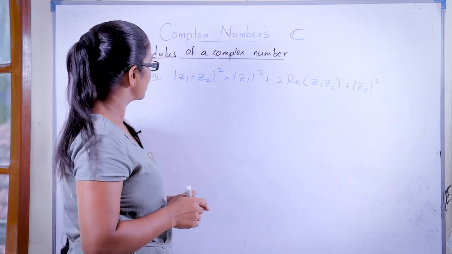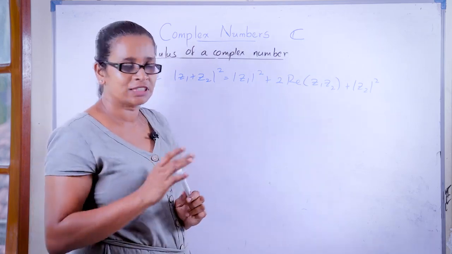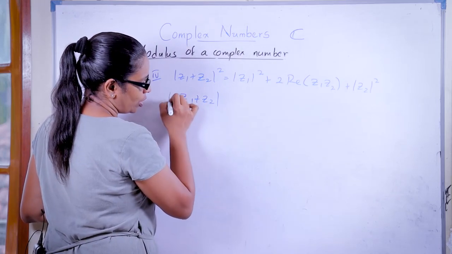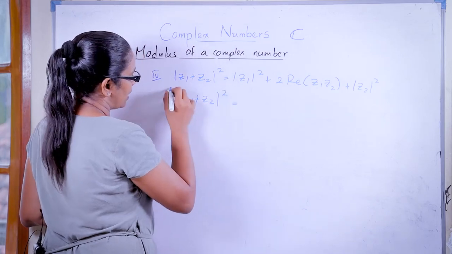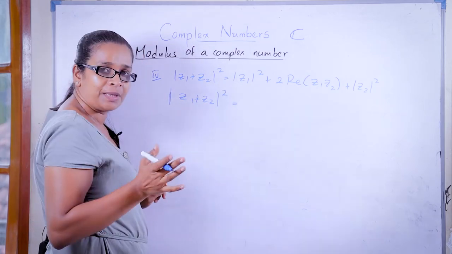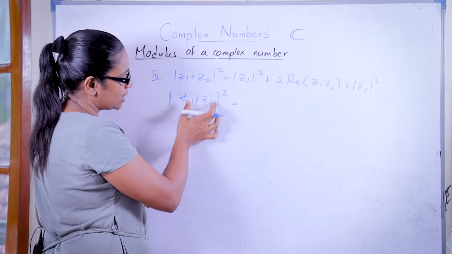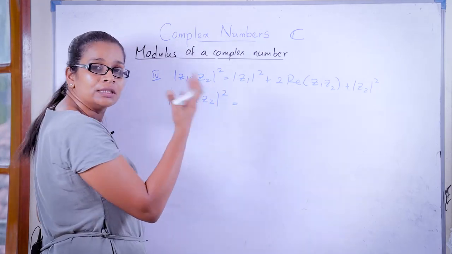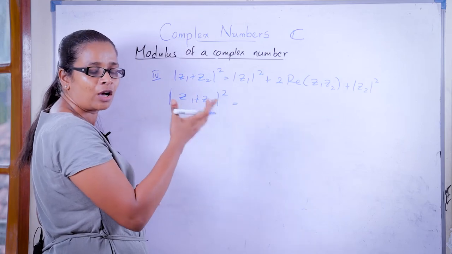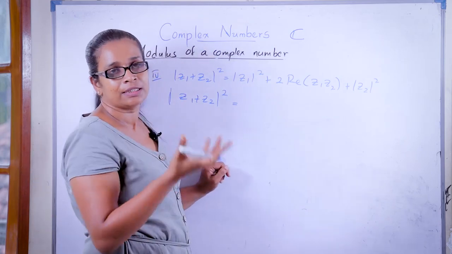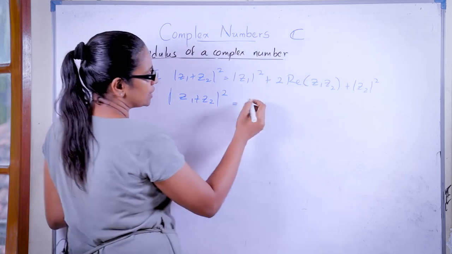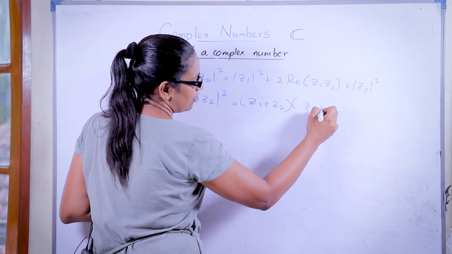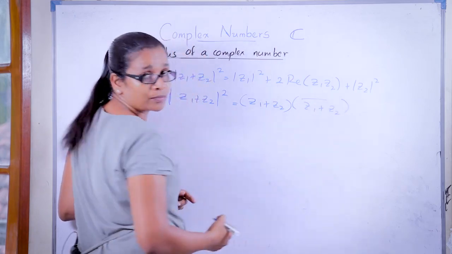Okay, this is also going to be explained using the first theory. Z1 plus Z2 modulus, so square. The addition of complex numbers is again a complex number. So if this is a single complex number, I have written the square of the modulus of that complex number. So you can write this one as Z1 plus Z2 into Z1 plus Z2 bar.